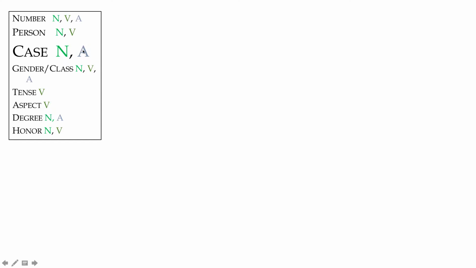Case is a nominal category on nouns and adjectives. It never would happen with a verb. It can only be done with a noun. And case indicates what role in a sentence a given noun is performing or playing. So let me give you an example.